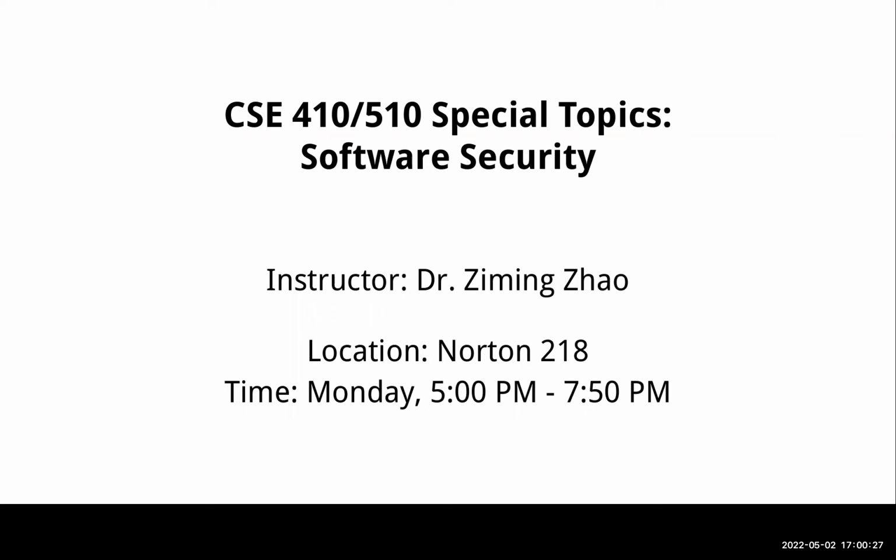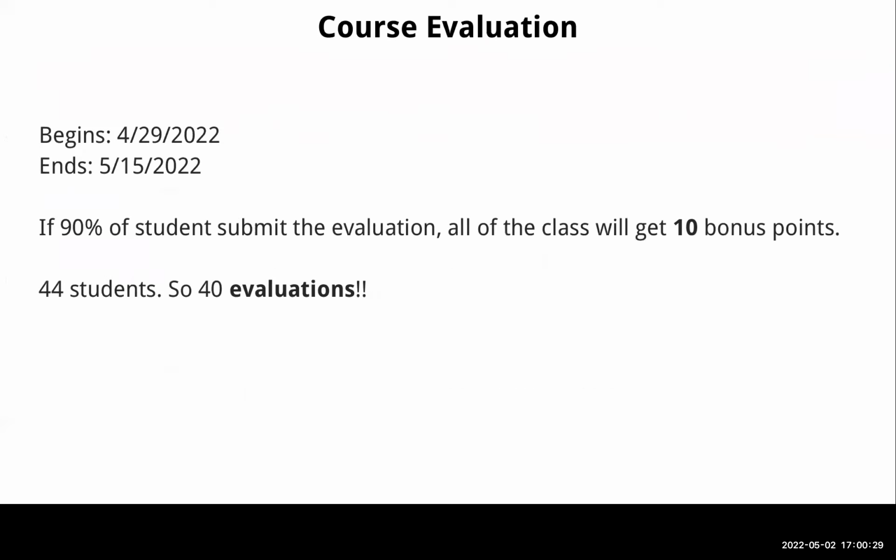Let's get started. Several announcements before we start. First, the final course evaluation has already started. The same rule applies here: if 90% of you submit the evaluations, all of you will get 10 points. So that is 48 evaluations.